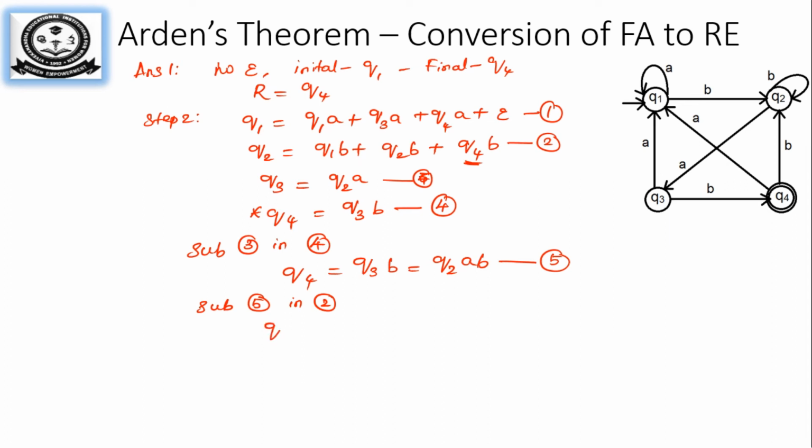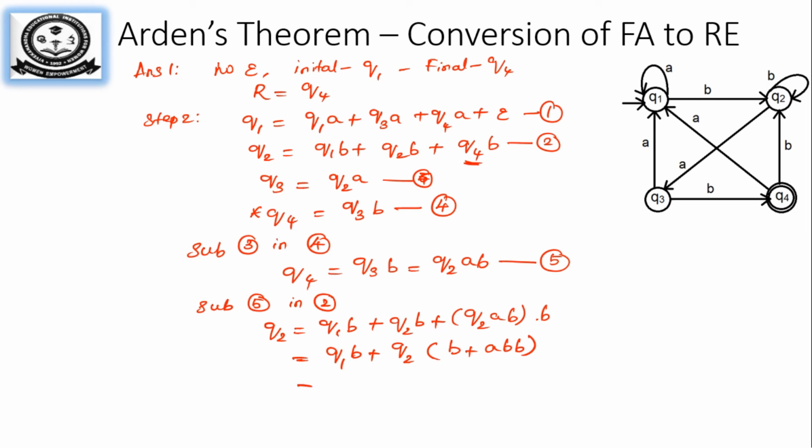So you will see Q2 is equal to Q1B plus Q2B plus, instead of Q4, I'm going to substitute the fifth expression. I'll put it in a bracket for our understanding, AB into B. So we'll minimize this equation. So Q1 of B plus here Q2 is the same way. So you will take Q2 out. So we'll have B plus ABB.